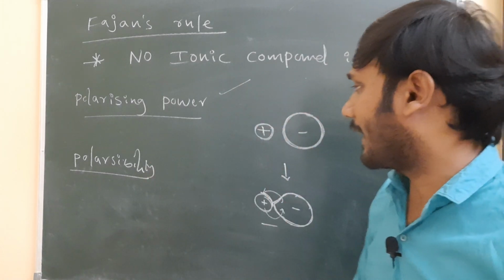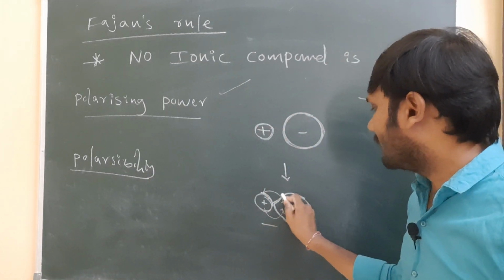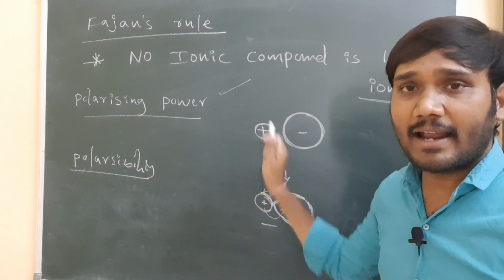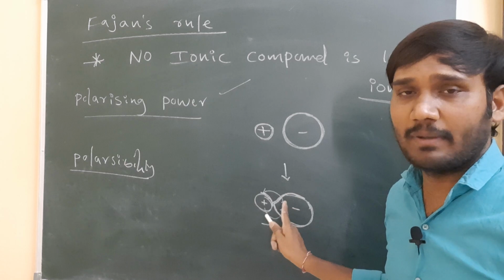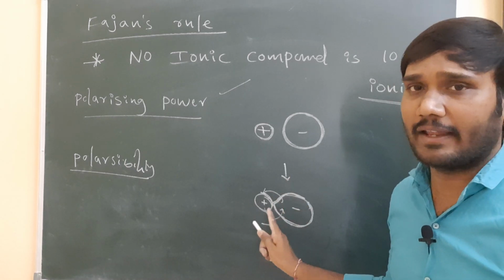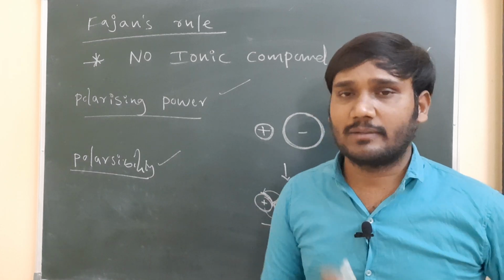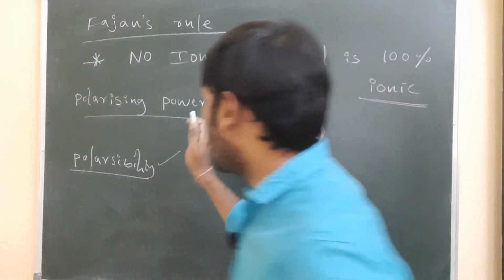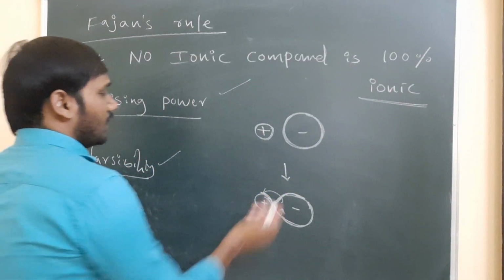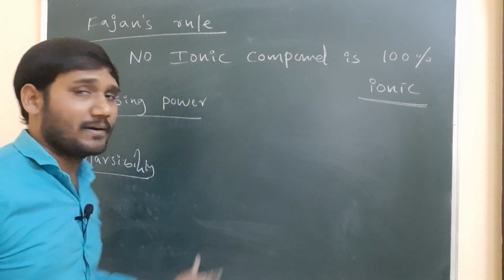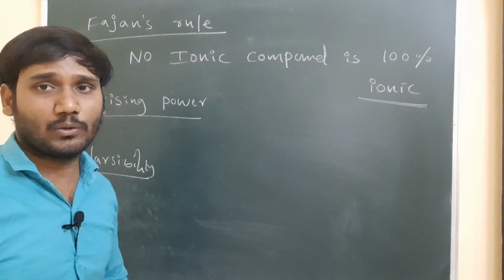Then what is polarizability? The ability of the anion to get attracted by the cation. The ability or capacity of the anion to get attracted by the cation is called polarizability. So two definitions: one is polarizing power, another is polarizability. Polarizing power is related to the cation, polarizability is related to the anion.